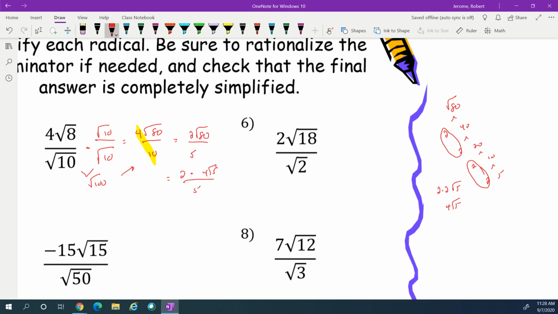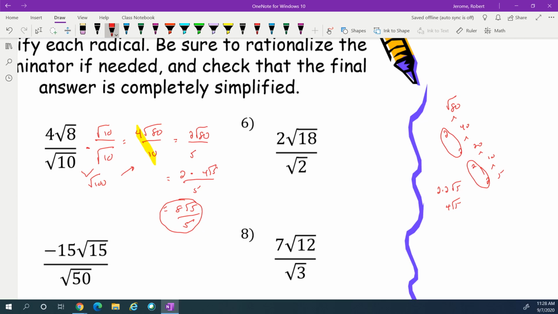And now on the outside, I have a 2 and a 4. So that's 8 square root 5 over 5. And again, the square root 5 and the regular 5 cannot cancel. So that is our answer. So that question included everything we've done in this whole review. We had to simplify a square root of 80.